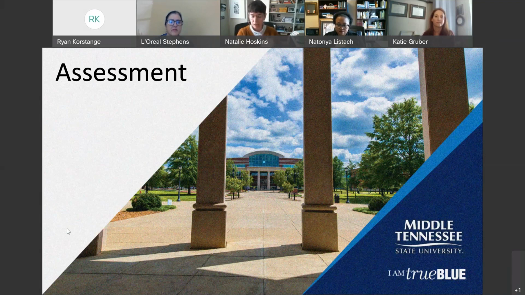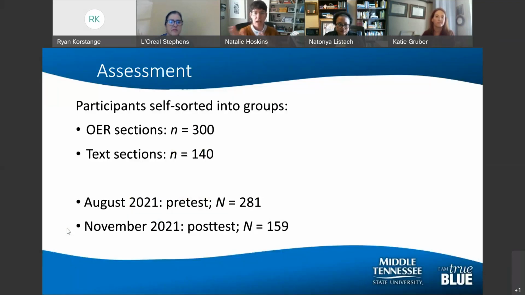In fact, there were 11 OER sections taught by Katie, Natanya, and L'Oreal, but we had 16 sections taught by, I believe, 5 other instructors, who were using the standard Lucas text. So we were able not only to sample from the students in the OER sections, but also from students who were required to purchase or rent the text that was standardized across sections.